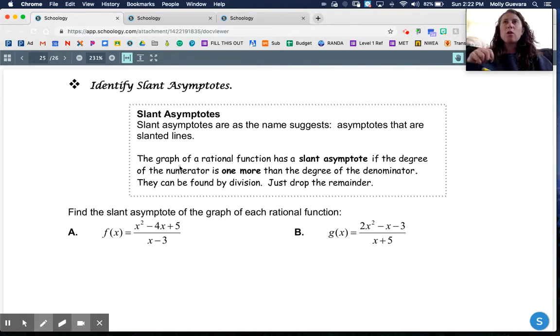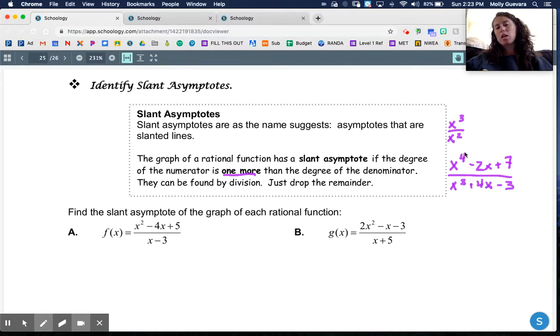So you know that you have a slant asymptote if the degree of the top is 1 more than the degree of the bottom. If you have like x to the third over x squared, then that would have a slant asymptote. If you have like x to the fourth minus 2x plus 7 over x to the third plus 4x minus 3, you would have a slant asymptote because the degree of the top is 4 and the degree of the bottom is 3.